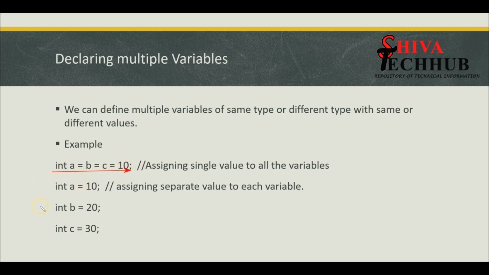Now, this second one is the example of assigning different values to different variables. Okay, int a equal to 10. For example, another variable b you are assigning a different value, int c equal to 30. So this is one more way of assigning separate value to each variable.